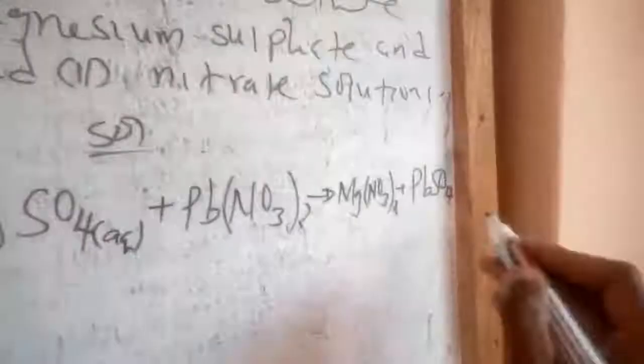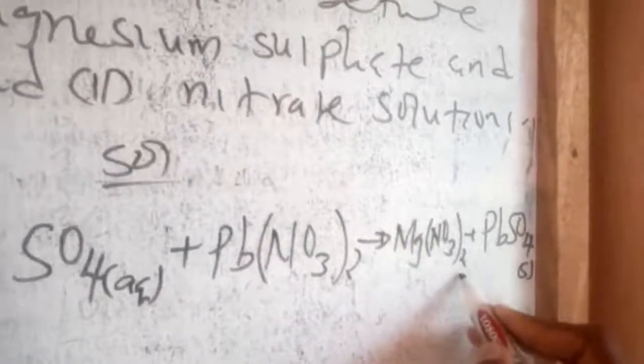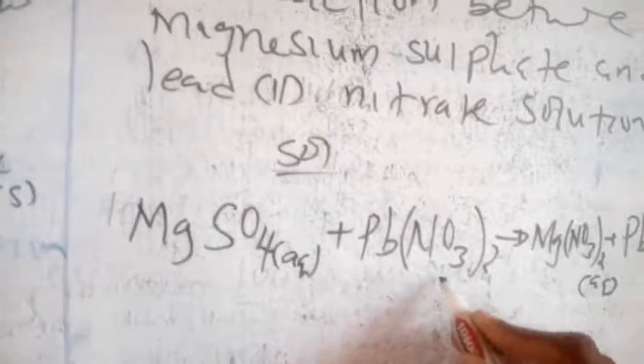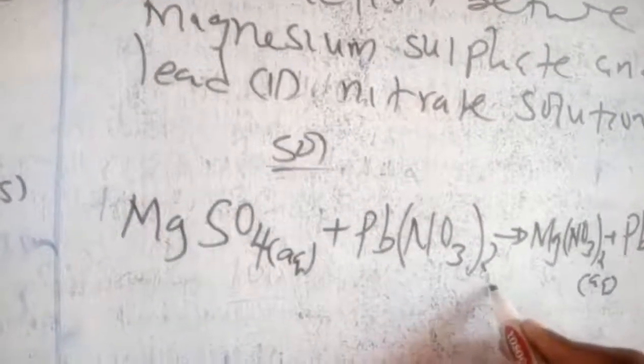And remember, I said lead sulfate is an insoluble salt, and therefore I'm going to put S here. The symbol is S. Nitrates are all soluble, therefore I put AQ. Here lead nitrate is a soluble salt, so AQ, and magnesium sulfate is also a soluble salt.